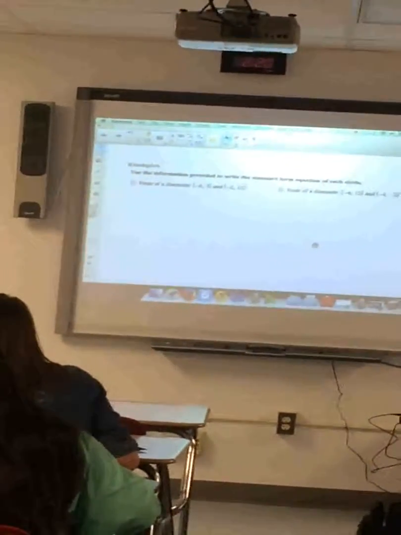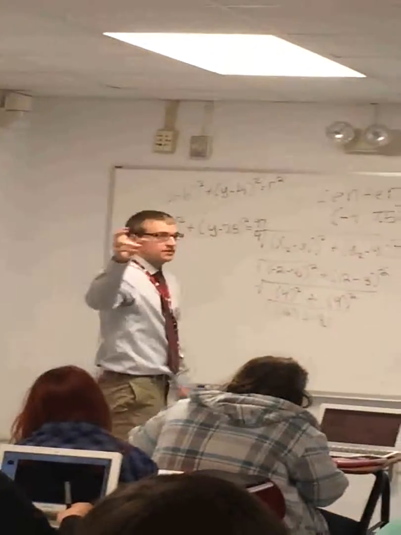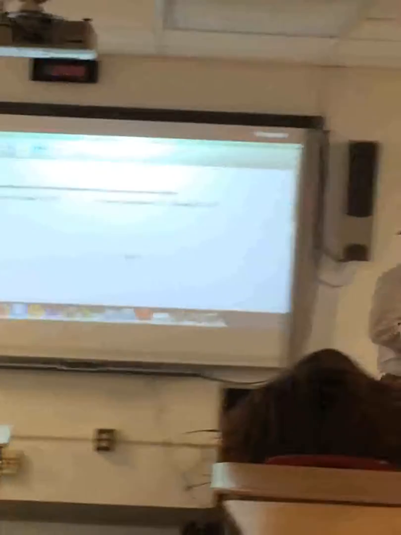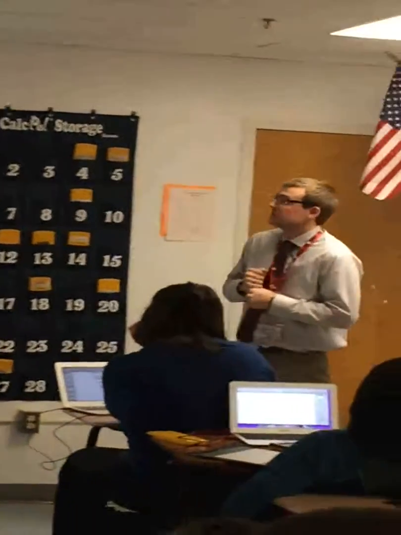97 over 4 is the radius squared. It's what goes into the standard form of the equation. All right.